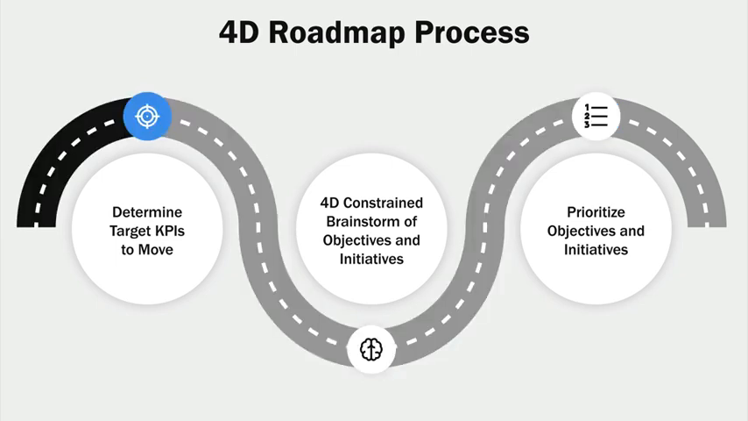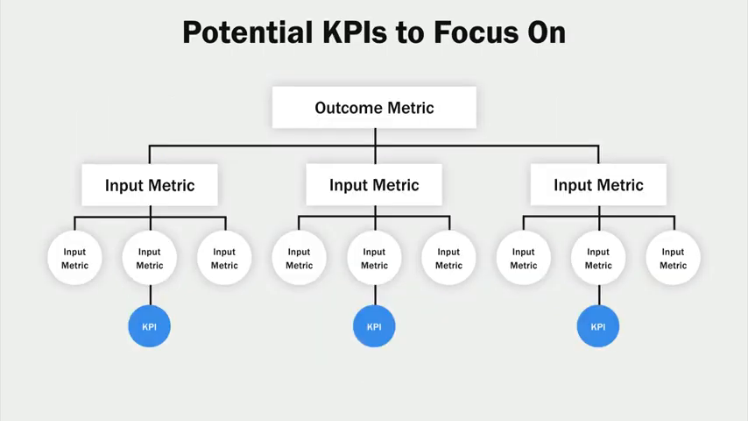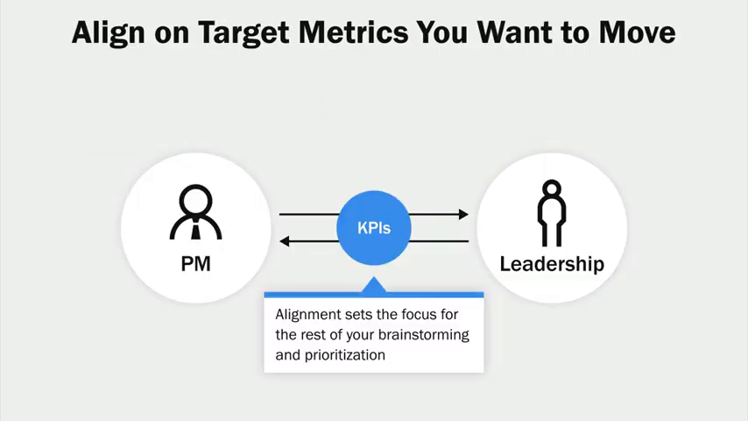Let's briefly talk about step 1, align on KPIs you want to move. We keep this step brief because in Module 4, Lever Dashboards, you already created a list of potential KPIs you might want to focus on. The major incremental thing you're doing in this step is aligning with leadership on that list of KPIs to focus on. This is key because this alignment sets the focus for the rest of your brainstorming and prioritization.